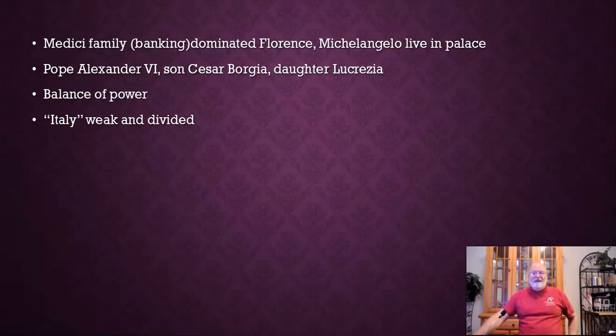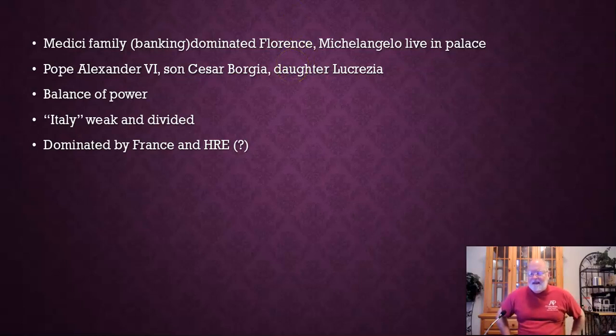Anyway, so Italy is weak and divided, dominated by France and the Holy Roman Empire. So basically, how did they rephrase this? They said that Italy was the playground of foreign powers. It's not a country. And so France and the Holy Roman Empire play parts of it off against each other in their quest for power.